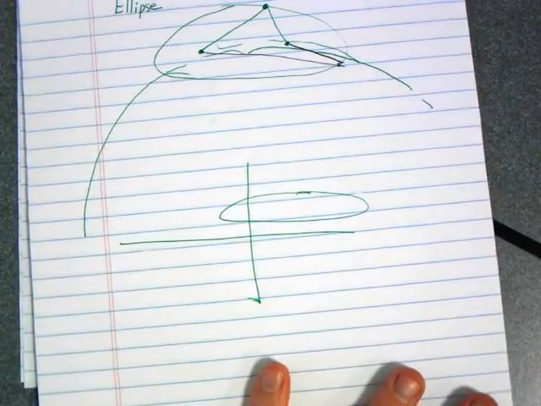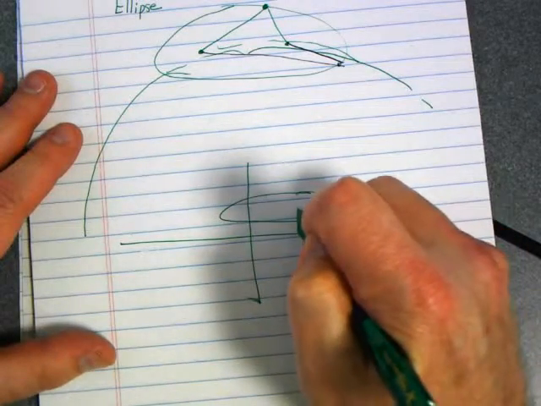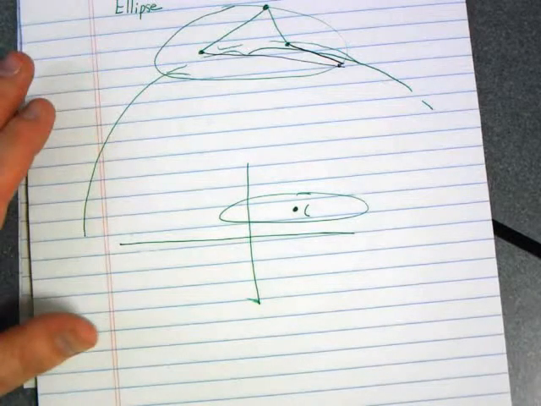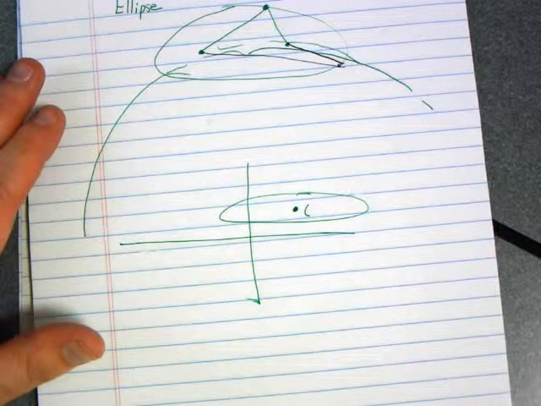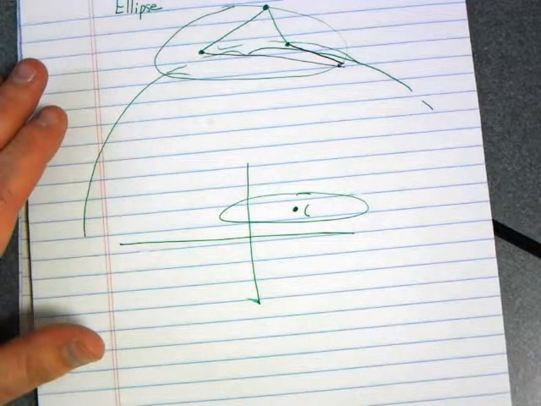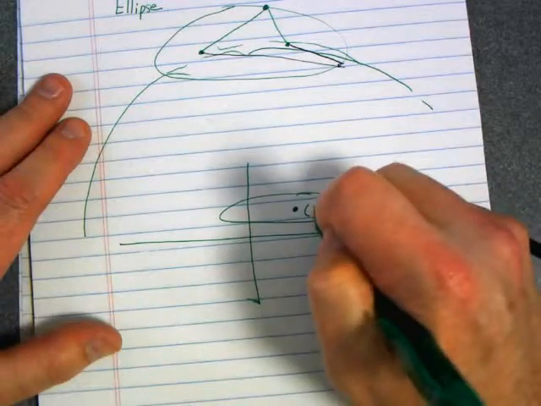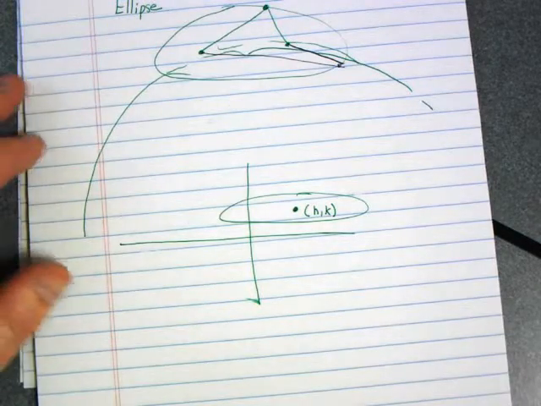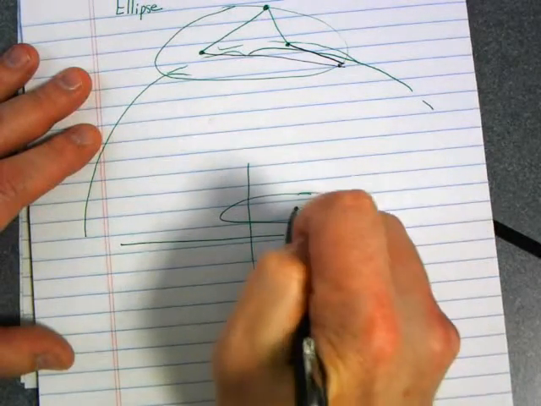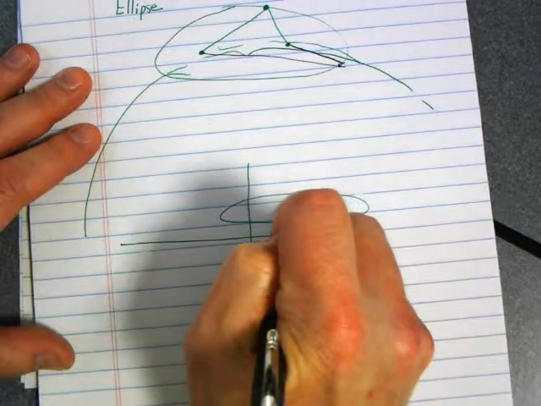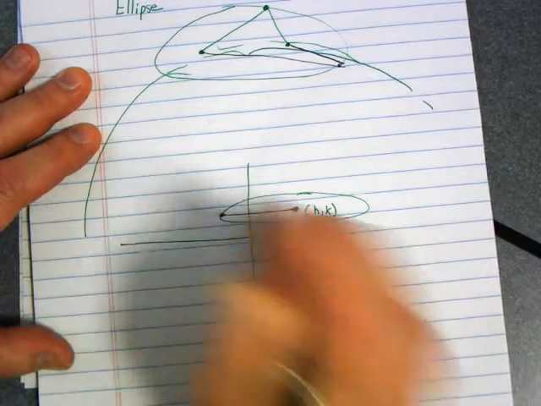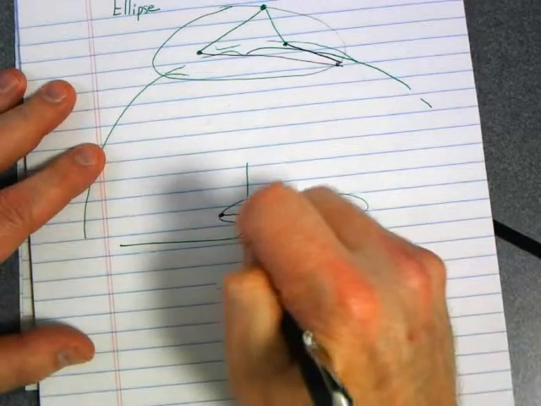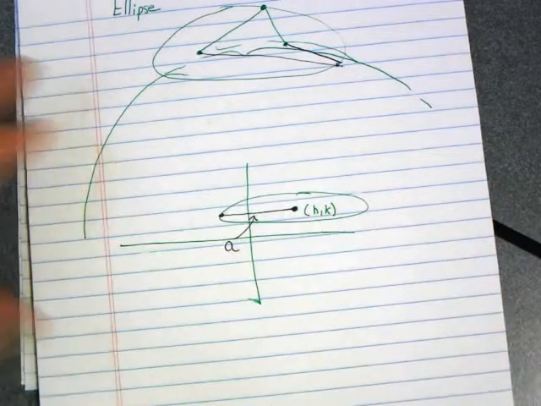On an ellipse, we're going to have a point right here, and this point is called the center. And what do we call the center? What letters do we use? We always use H and K for the center. Then we have this distance, from the center to this outside edge, or the other outside edge. It's the same distance. This distance is called A.